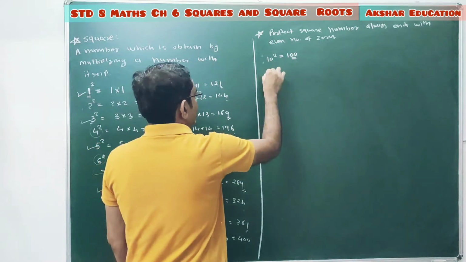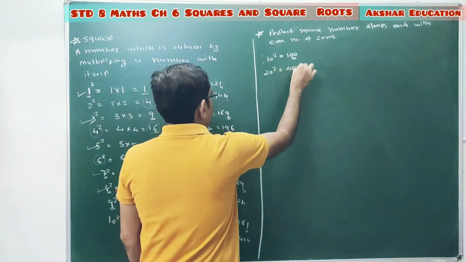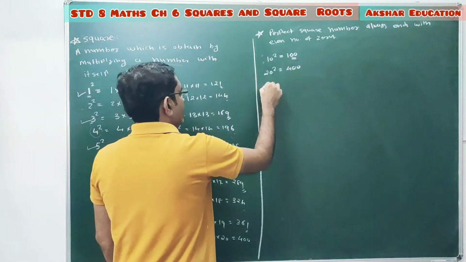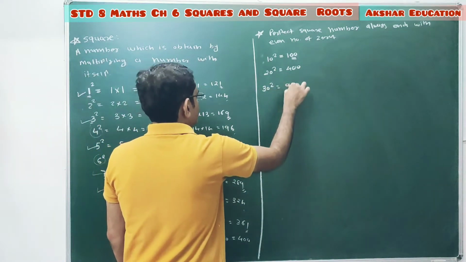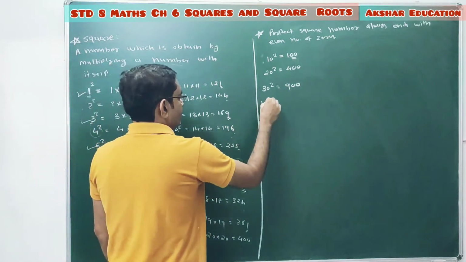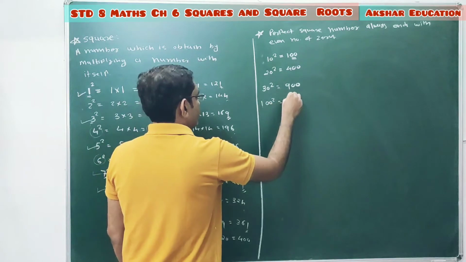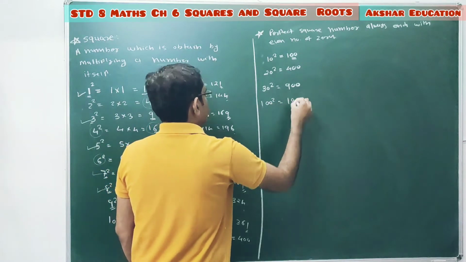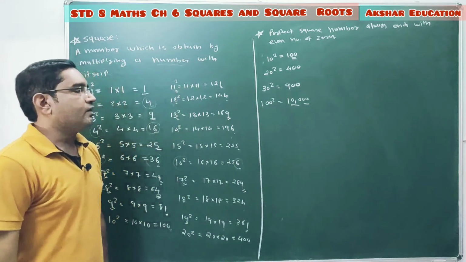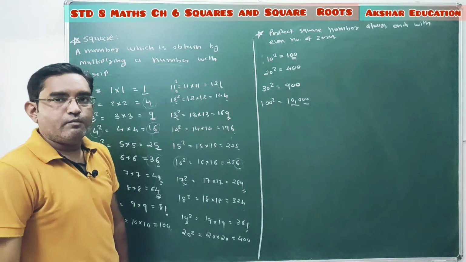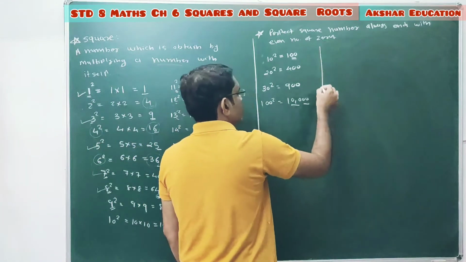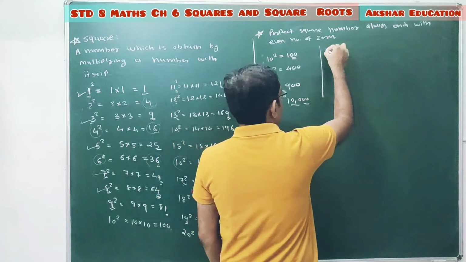Suppose if we are taking 20 square, which is equal to 400. So here number of zeros are 2. Suppose if we are taking 30 square, so it's 900. So here number of zeros are even. Suppose if we are taking 100 square, so it's 100 into 100, so 10,000. So again number of zeros are 4, which is even. So perfect square numbers always end with even number of zeros. That means the number which ends with odd number of zeros is not the perfect square number.